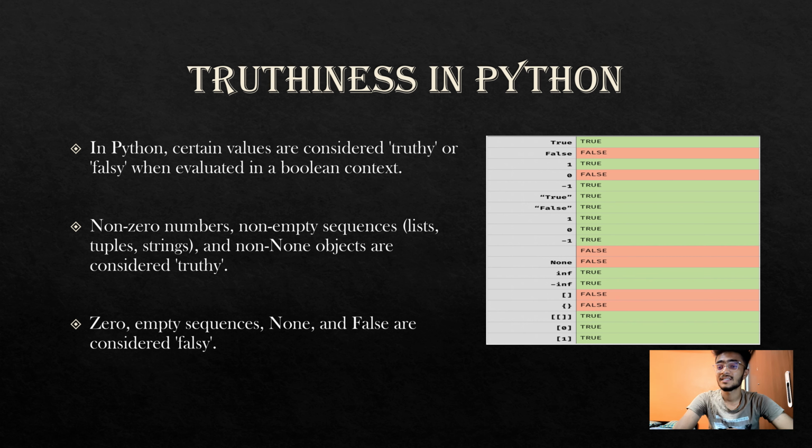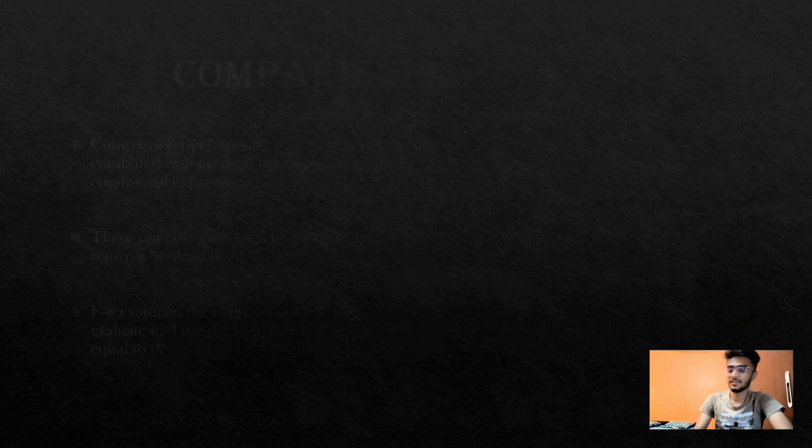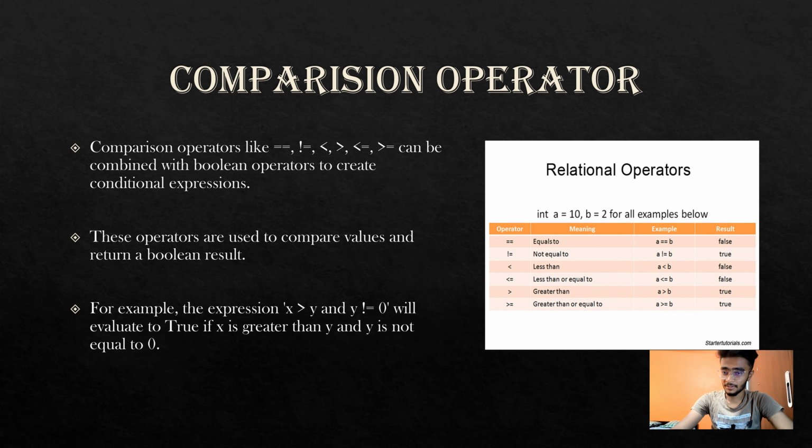Now it is truthiness in Python. In Python, certain values are considered truthy or falsy when evaluated in a Boolean context. Non-zero numbers, non-empty sequences, and non-None objects are considered truthy. Zero, empty sequences, None, and False are considered falsy. So I have told you non-zero numbers, non-empty sequences like lists, tuples and strings, and non-None objects are considered truthy. Zero, empty sequences, None and False are considered falsy. That is about truthiness in Python.